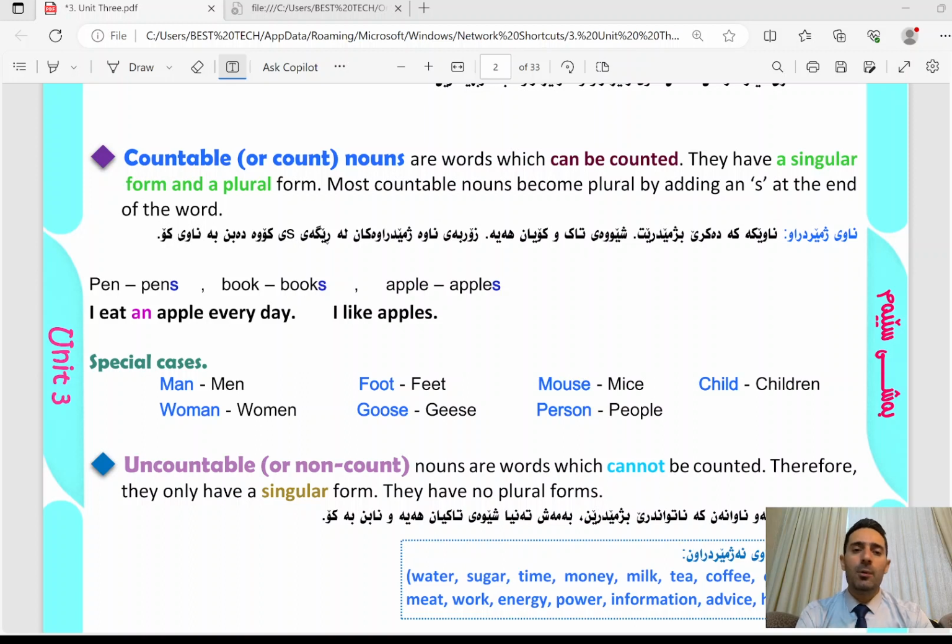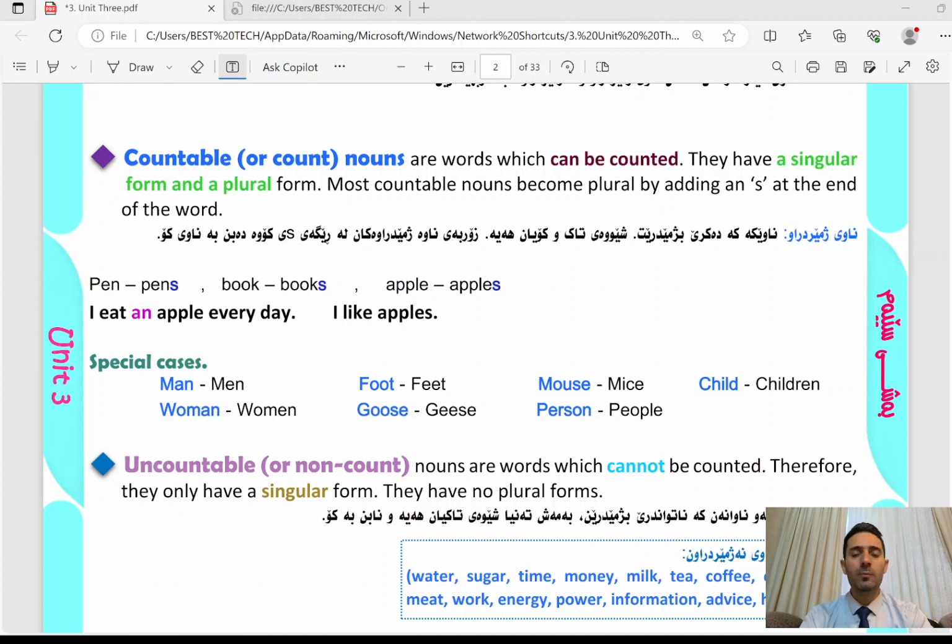Like: I eat an apple every day. In this sentence, I've got the word apple in singular form. But in the second sentence, I like apples. The word apple in this sentence is also a countable noun because it has got two forms, a singular form plus a plural form.